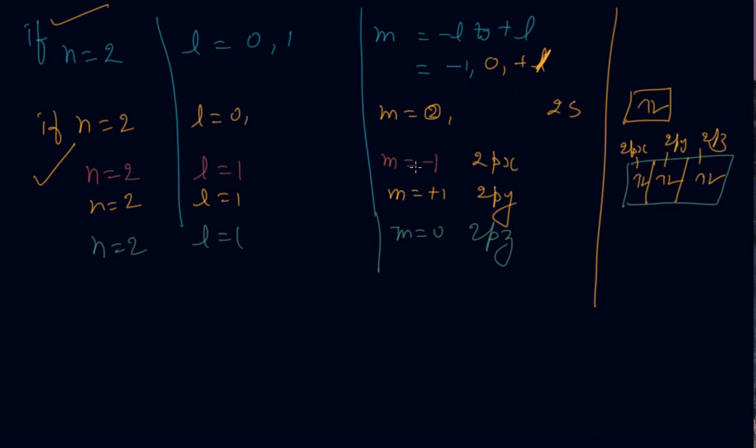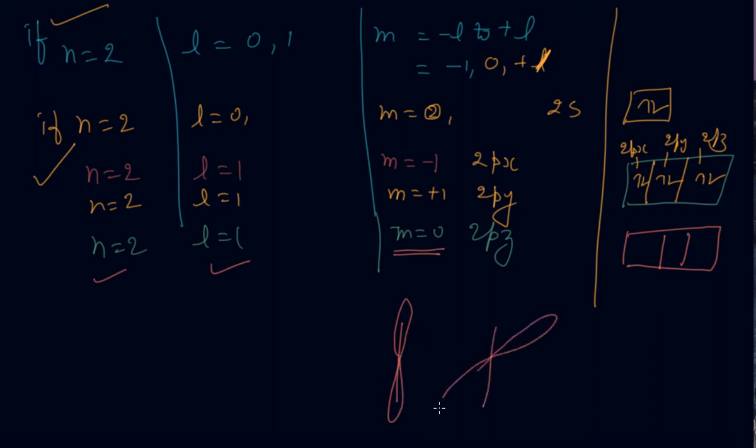When m is equal to minus 1, it may be 2px, it may be 2py. And n is equal to 2, l is equal to 1, m is equal to plus 1, it may be 2py, whatever you like, or 2px also. Then the third case is if n is equal to 2, l is equal to 1, m is equal to 0, then 0 always stands for 2pz. That's why the 2p orbital has 6 electrons and they are in the 3 orbitals, 2px, 2py and 2pz. And pz is always head to head.